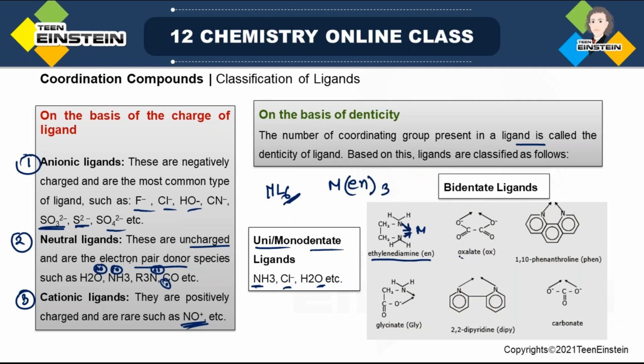Some more examples: oxalate ion. In short, it is written ox. It comes from oxalic acid, formula CO2H, CO2H. But if you remove the 2 hydrogens, it will be carrying 2 negative charges, so from both sides it can donate electrons to the metal. Then we have 1,10-phenanthroline. In short, it is known as phen.